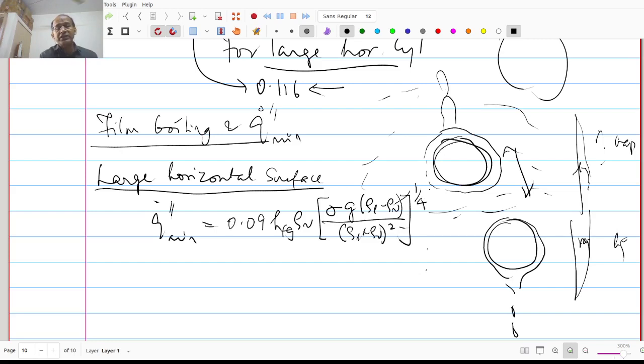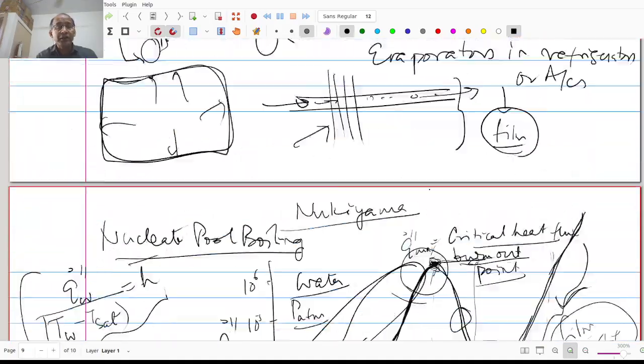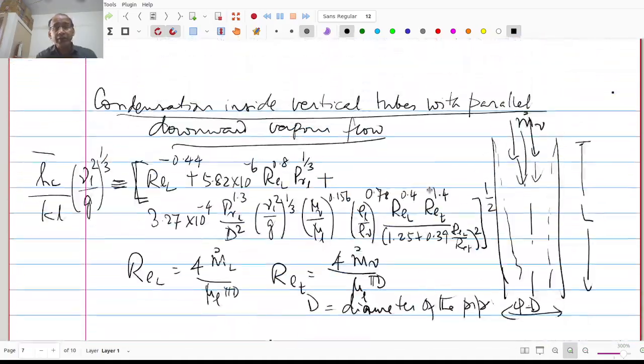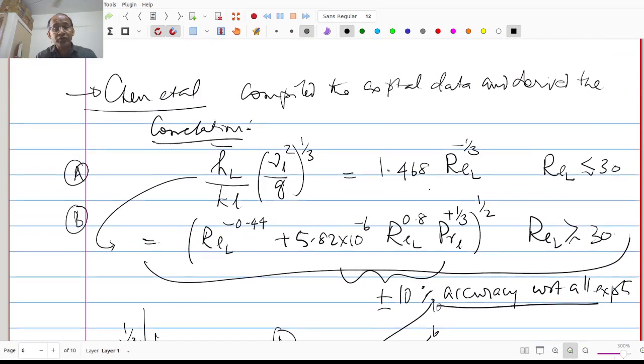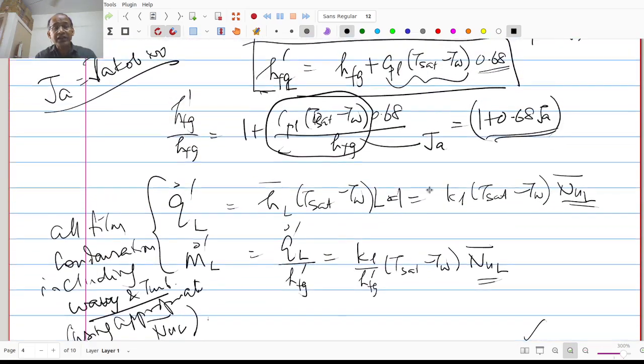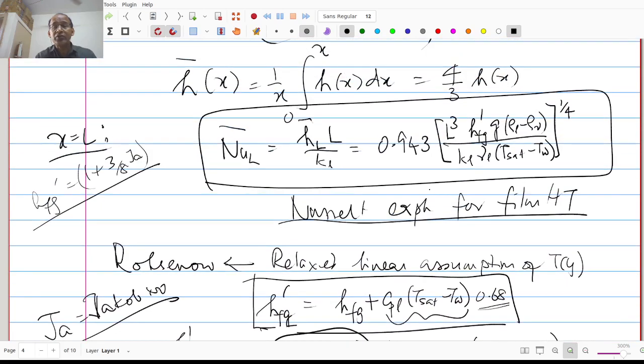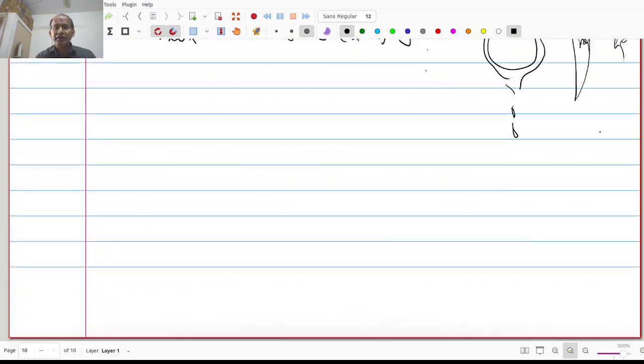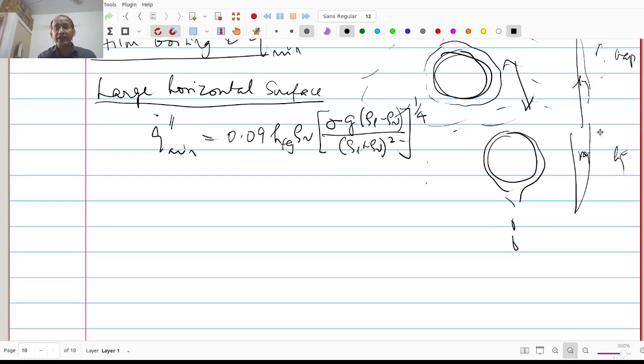So this, you see, is in a form which is quite similar to the kind of correlations that we wrote in film condensation. If you look at film condensation, you see that the relationships look something like this. So you get a similar form of correlations when we go to h here.